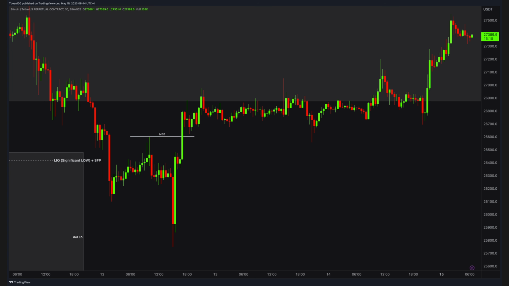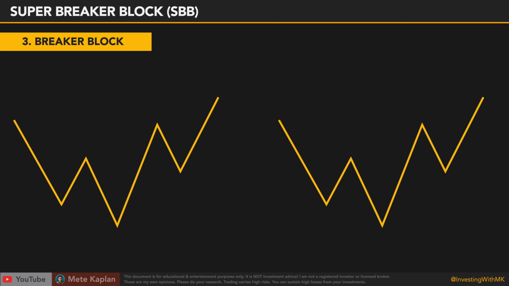Yes, this is our structure shift right here, and this is the displacement, the high quality break. Check these big body green candlesticks. A little confluence for you. Where is the price reaction? 26K. A major price level, a round number. Let's talk about bullish breaker blocks.